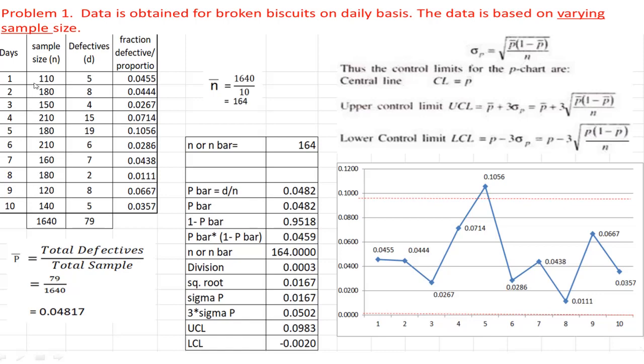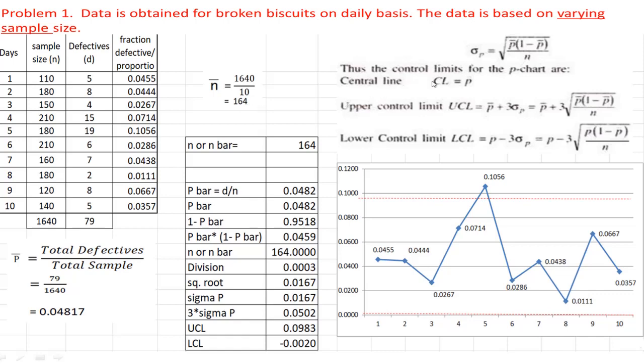It starts from, say, first day 110 cartons being taken for inspection, second day 180 cartons, third day 150 cartons, and so on. And out of these, the number of defective cartons is observed. As this is a variable sample size, we are going to consider n bar, that is 1640 divided by 10.